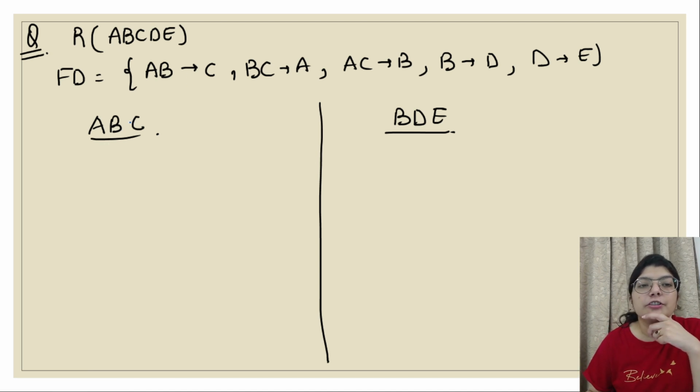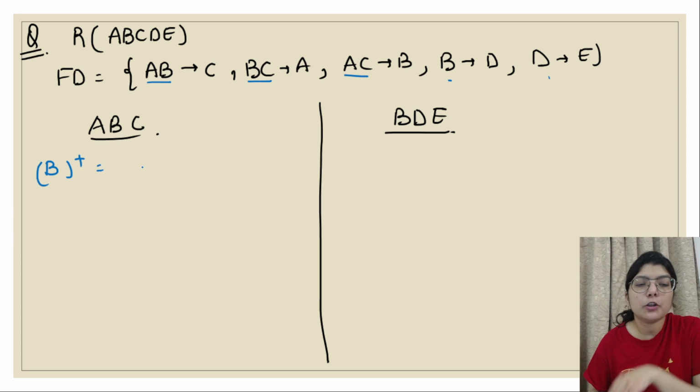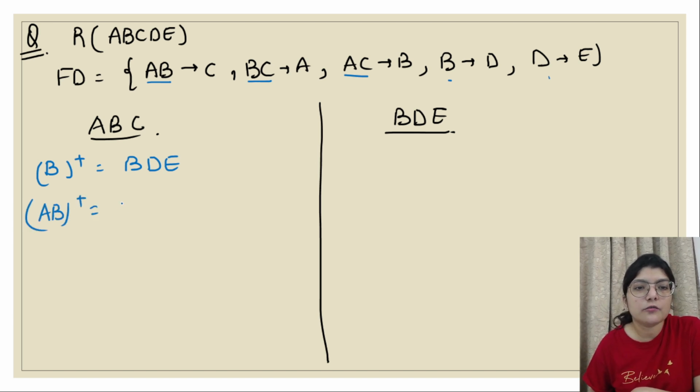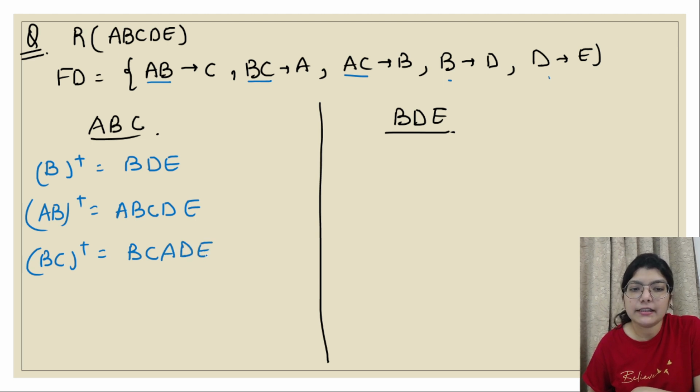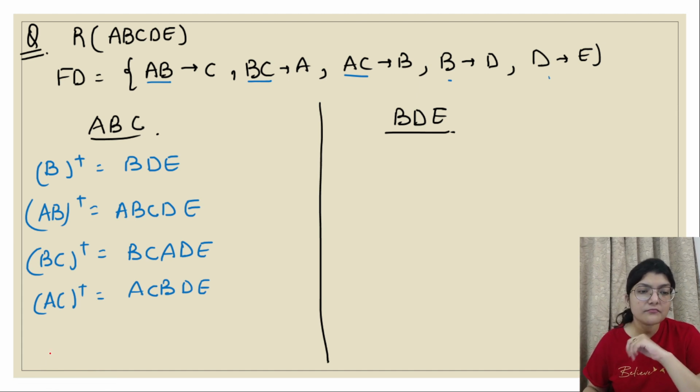So what you will do, first you will take the closure. You have A, B, C, and D. So if you take the closure of B over here, what you will get? You will get B, D, E, nothing else, right? Then we'll take the closure of AB. AB closure will give you A, B, C, D and E. Then you take the closure of BC. What will it give you? B, C, A, D, E. Then you will take the closure of AC. AC will give you A, C, B, D, E.